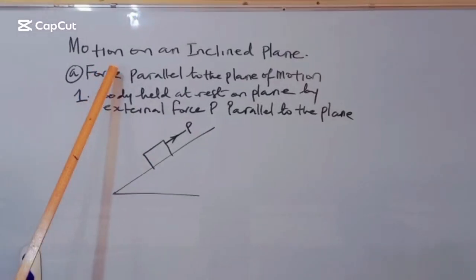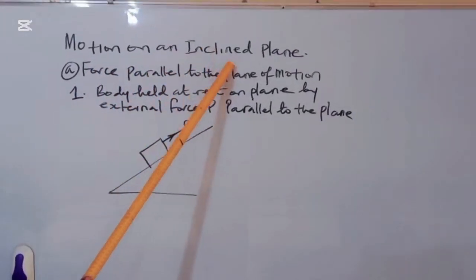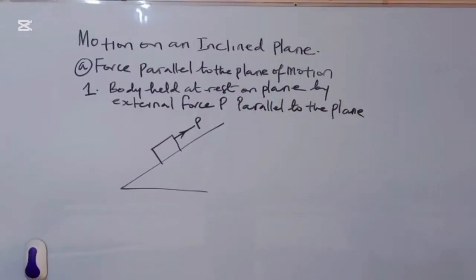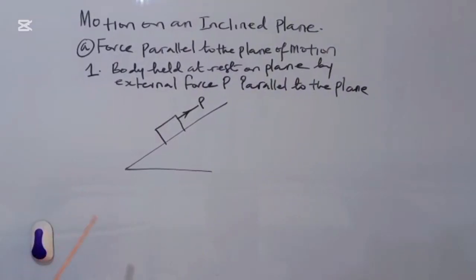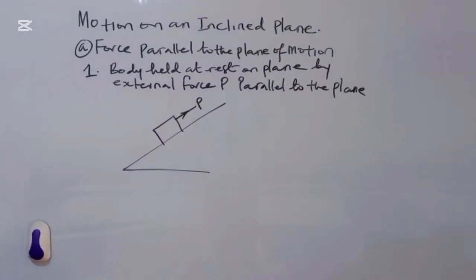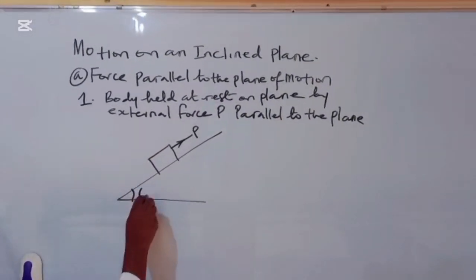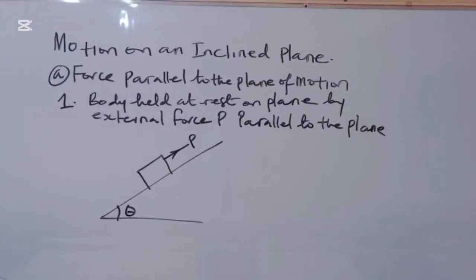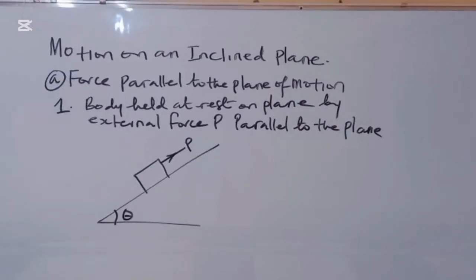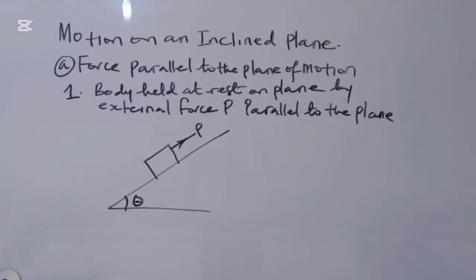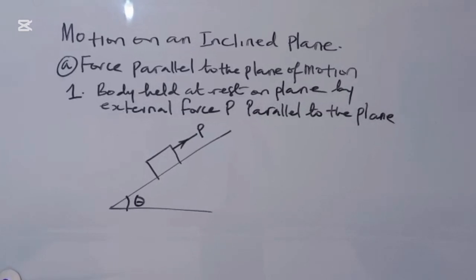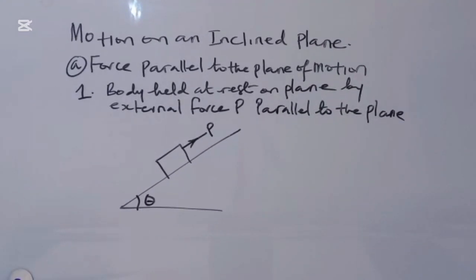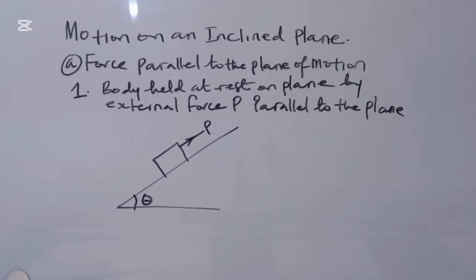Now, let us consider motion on an inclined plane. Let us now consider various problems in which a block rests on a surface inclined at an angle theta to the plane. We will consider 6 simple cases with a block resting on the plane. Let us obtain expressions for the value of the force P acting parallel to the plane: first, to hold the body at rest, to pull the block up, and to pull it down.